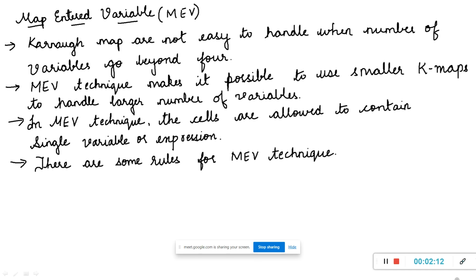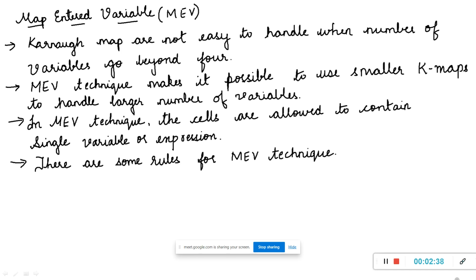Okay, so here A, B, C will be the K-map variables. If suppose we have a 4 variable function A, B, C, D, A, B, C will be K-map variables, and D will be the MEV variable. Okay, the MEV variable usually will be the least significant bit variable. Okay, so there are some rules to be followed for the MEV technique.